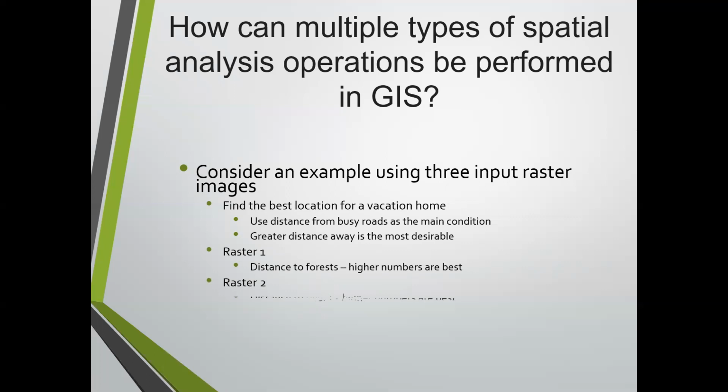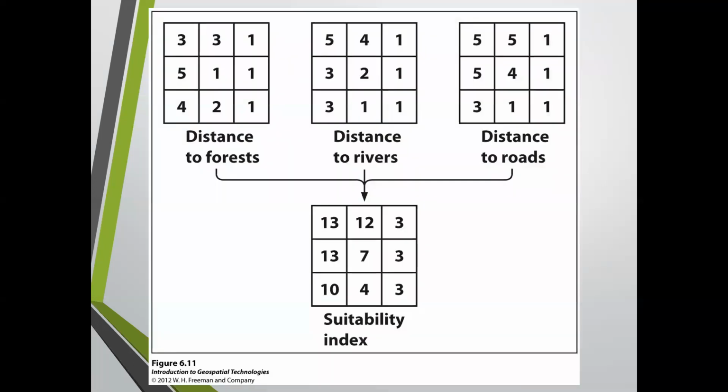Raster two, you have distance to rivers. Again, highest numbers are best. So you want to be closer to rivers than far away. And raster three has the criteria of distance to roads. Higher numbers are best, saying you're further away from a busy road, because again, we're thinking that this is a vacation home.